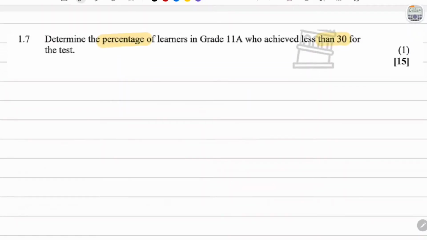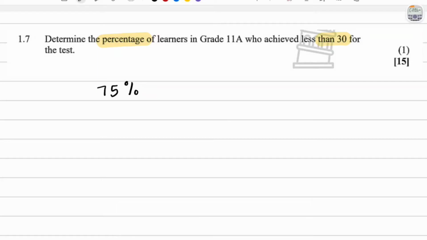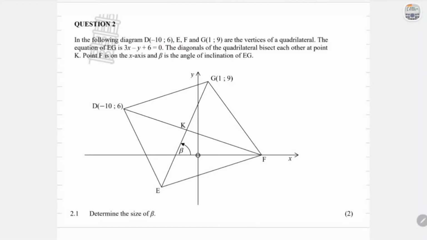The percentage of learners there is 75% because they are Q3, and Q3 marks the 75% of the entire data set or the learners. Okay, so that is it for question 1. And then we move on to question 2. Okay, so we are now on question 2.